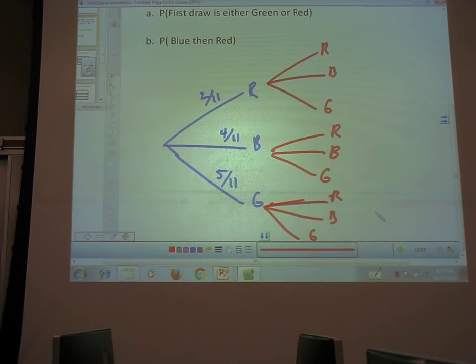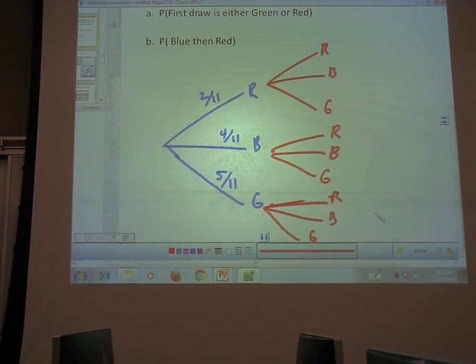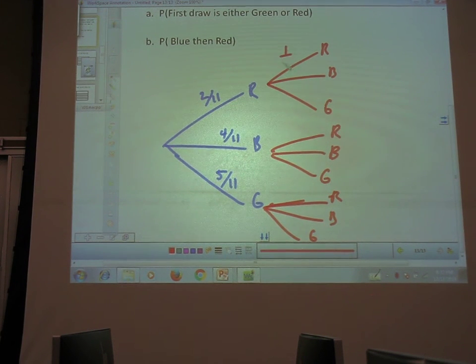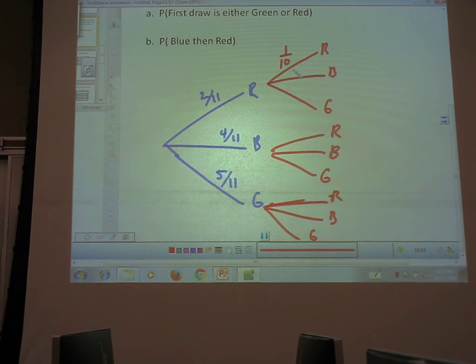So if I drew a red first, what's the probability I draw a red the second time? 1 out of 10. Because now there's only 1 red marble left and only 10 marbles total. How about blue? 4 out of 10. Green? 5 out of 10. Great.